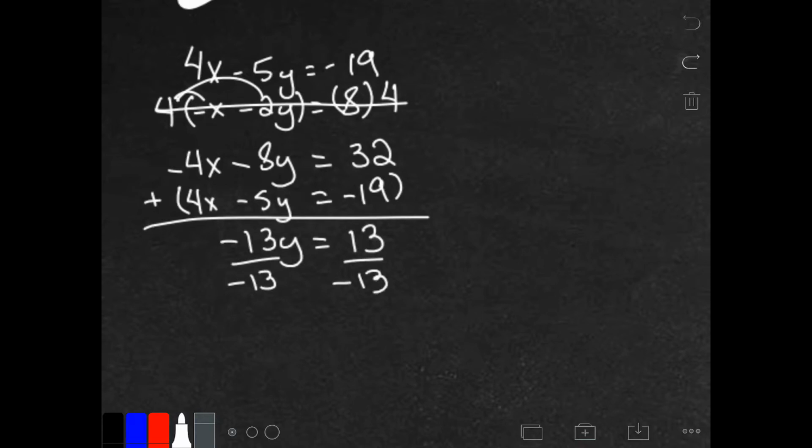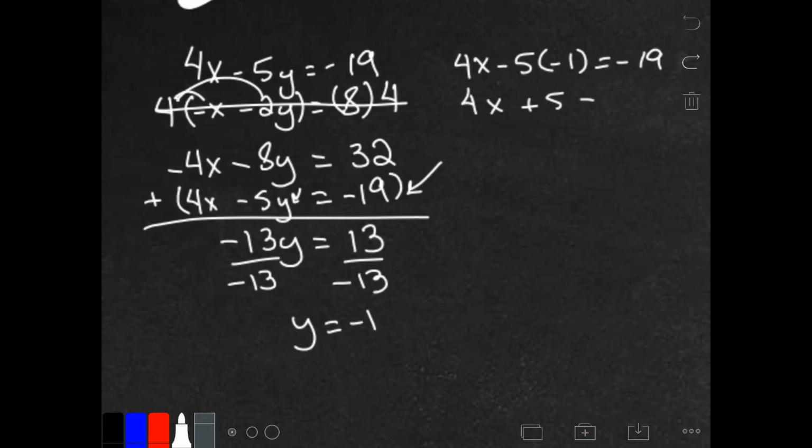Go ahead and divide by negative 13, and y equals negative 1. Now I can take that y and substitute for y in any of the equations. Which one doesn't really matter. So I'm going to substitute in this equation here for y. That's going to look like this: 4x minus 5 times negative 1 equals negative 19.